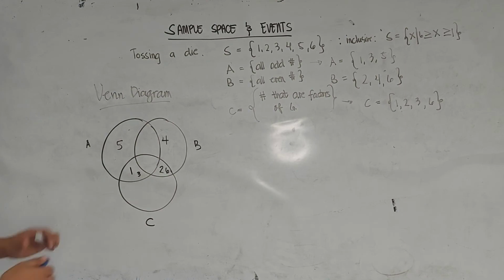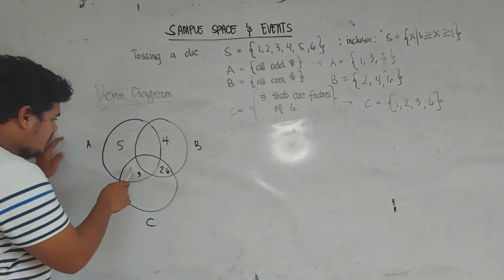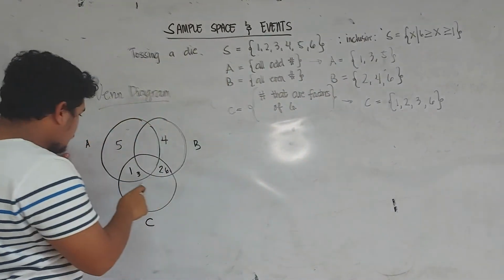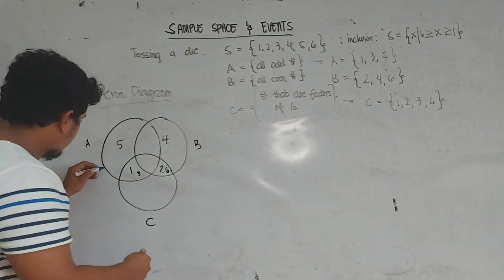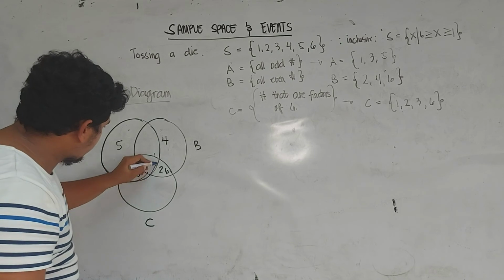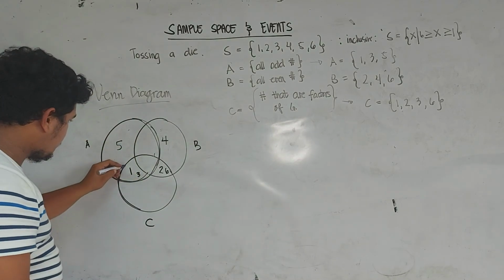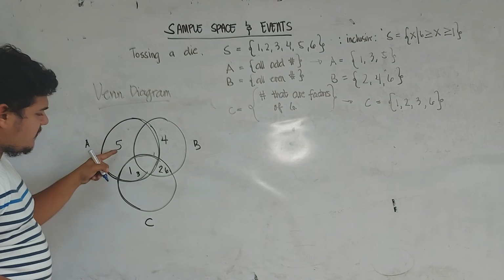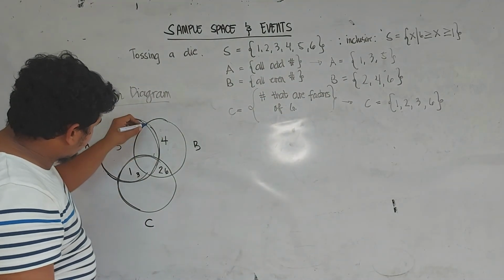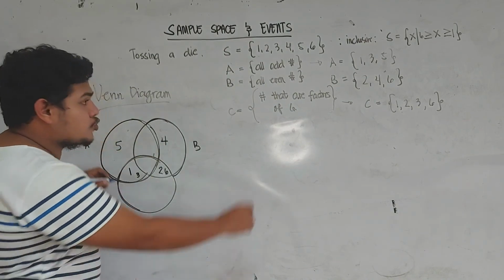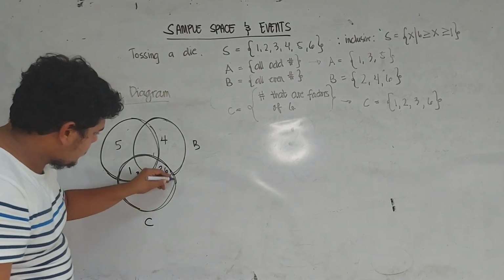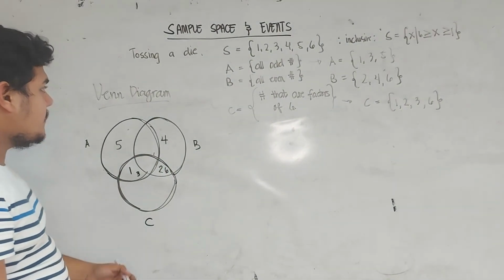Nasabtan siya? Because nga naman, we could say that si A has 1, 3, and 5. But 1 and 3 are also in C. So we can put them somewhere between A and C. Here we put 2, 4, 6. You have 2, 4, 6. So, sakto man, 4 is in B. But also, 2 and 6 are also in C. So, ayan, nabutang siya din. So, that's how you make a Venn diagram.